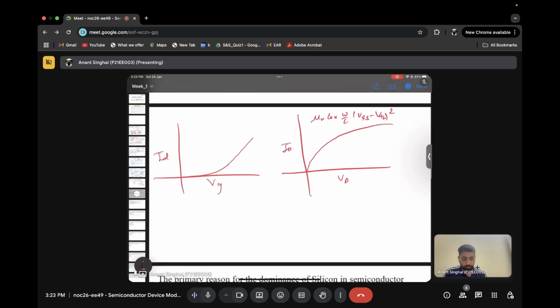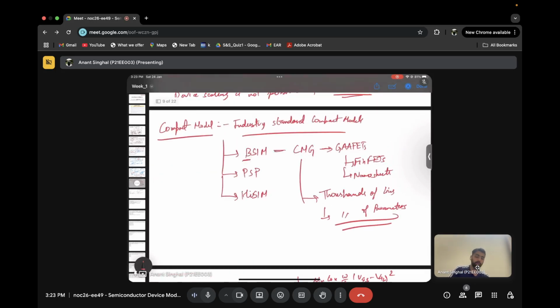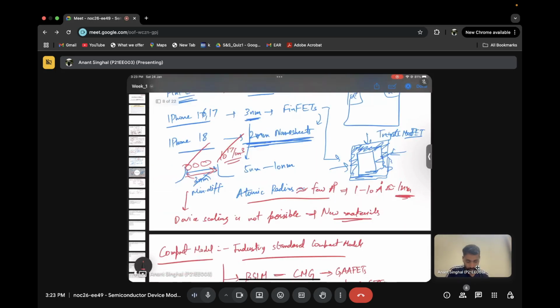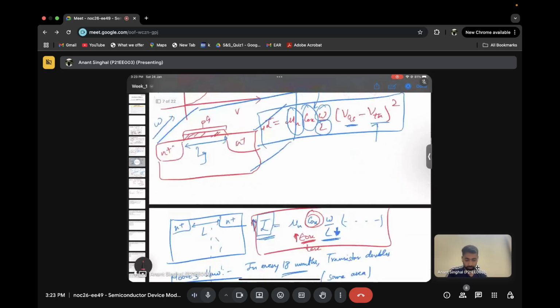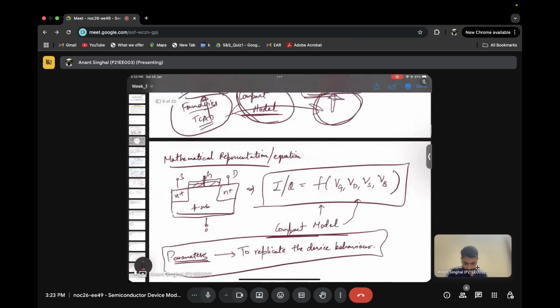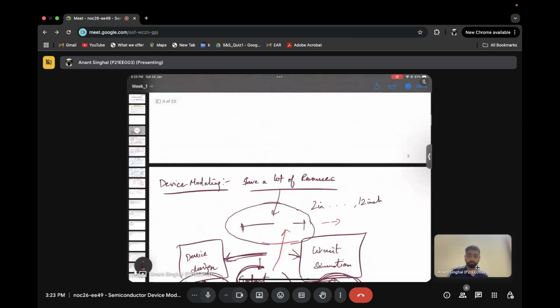So this is a very basic overview of compact models and the importance of them and about the device scaling and the nanoelectronics. So is there any doubt in anything till now?